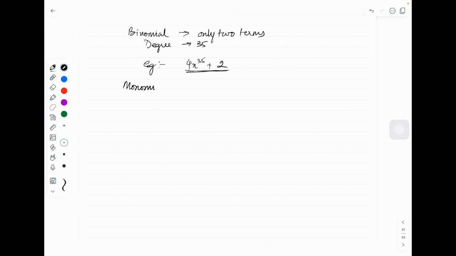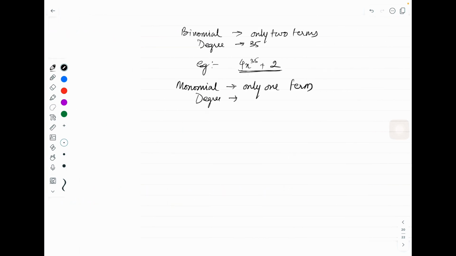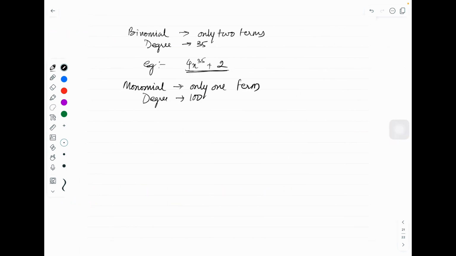And a monomial is also asked. Monomial means only one term. And the degree he has said is 100, I think. Degree is 100, so it means one term and the degree should be 100. That means an x to the power 100 term should be there. And you can put any constant, suppose 9. You can put 1 also, 900, whatever you want. So this is one example.